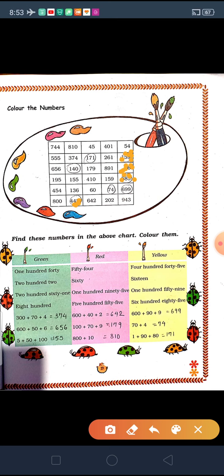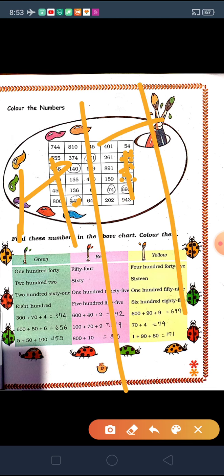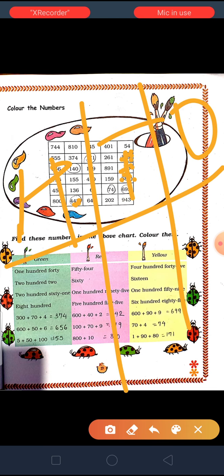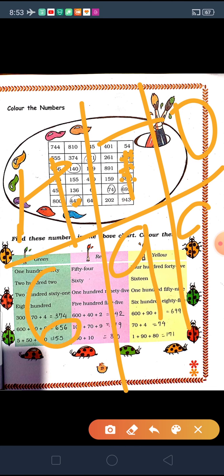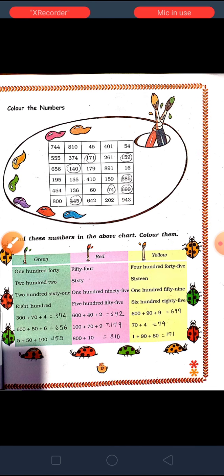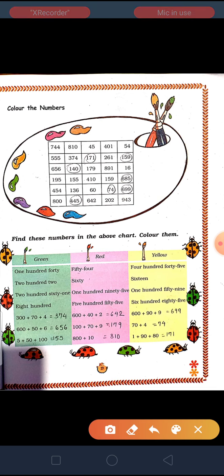Next it is given 600 and 90 and 9. So in our frame, 6 we will write here, 9 we will write here, and 9. So the number is 699. So this again you will color in yellow. 70 plus 4 means 74. So color this. Where is 74? Yes, here it is. So color this in yellow.